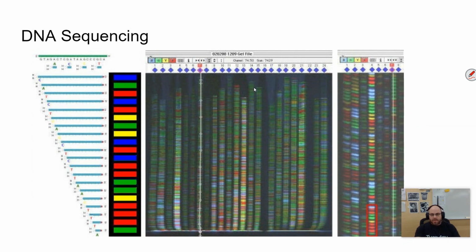But that's all we're going to talk about with biotech. There's a lot more that we could talk about, but these are the ones that AP requires. And so that actually brings this whole unit of genetics to a close.